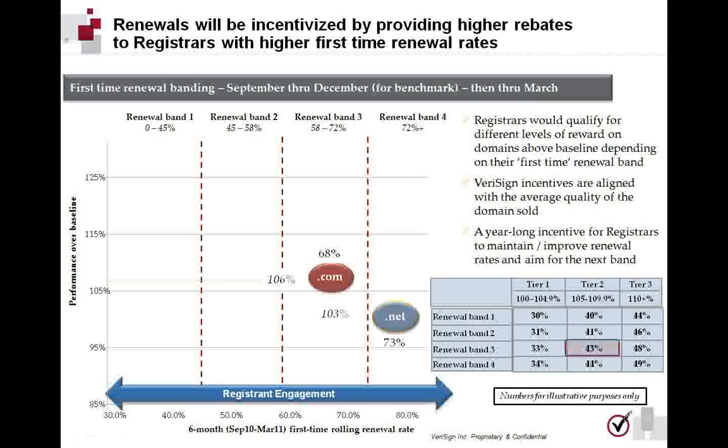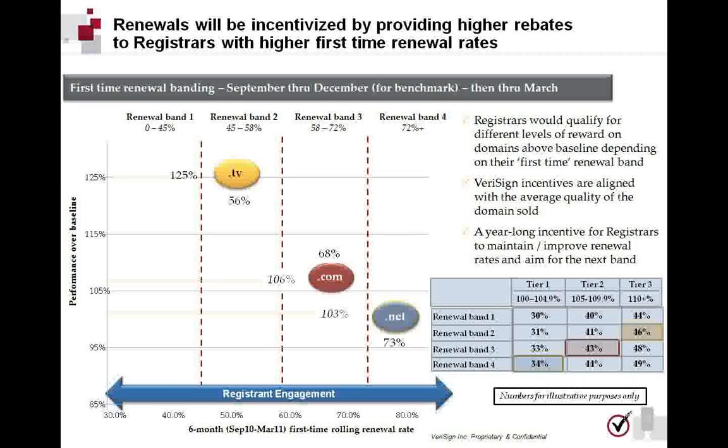.net as an example. So let's say your .net first-time renewal rate is 73%, and you achieve 103% over your baseline. That means that your eligible credit rebate is 34% per unit for .net. For .tv, the scenario has it where the first-time renewal band is 56%, and this registrar achieved 125% of baseline, which this registrar would be eligible for 46% per unit rebate for each .tv incremental unit.